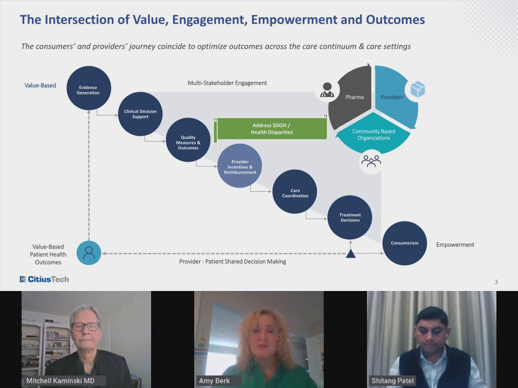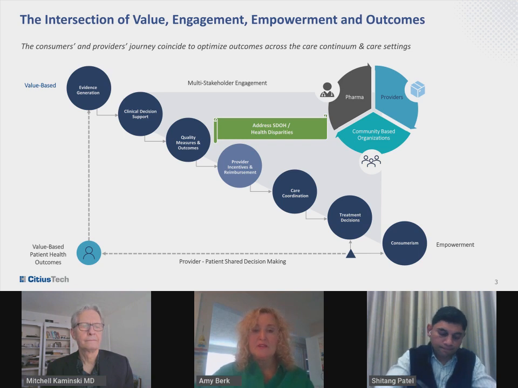I would just say too that it really empowers the consumer. The consumer is empowering themselves to take better care of themselves, to take responsibility for their health outcomes, which is a large part of value-based care. Shared decision-making with their providers comes to mind in terms of how we can really achieve those improved health outcomes.